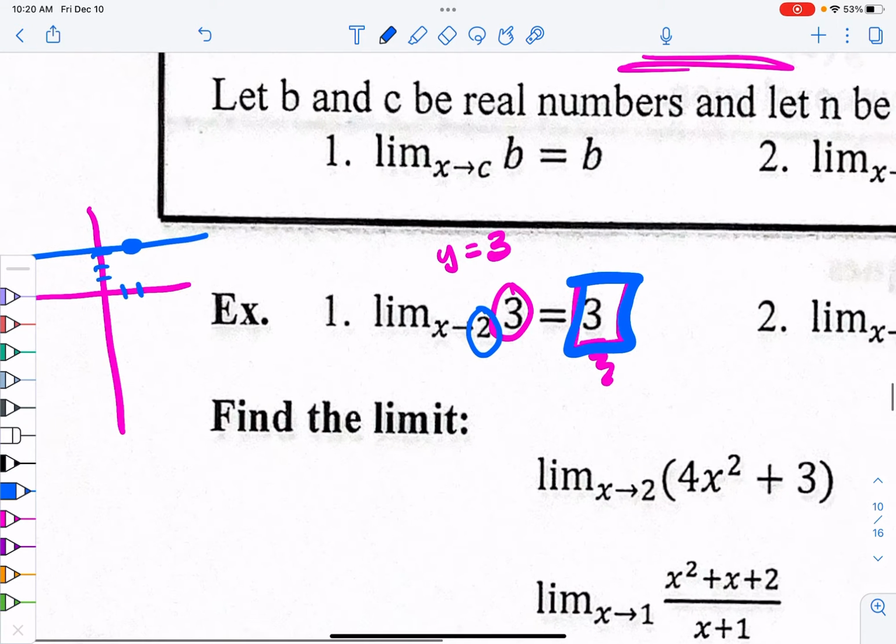So whenever you have a limit, it doesn't matter what this number is. It doesn't matter where you're looking at. If it's just a solid number, meaning like y is the same number going all the way across, it's just going to be that number. The limit's just going to be that constant value. Okay, there's nothing else you can do with that.